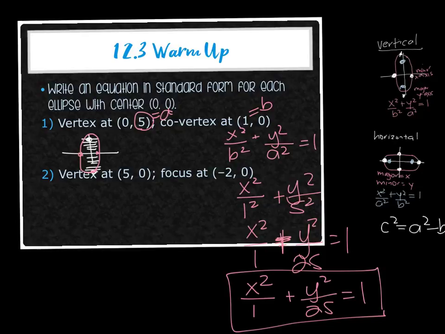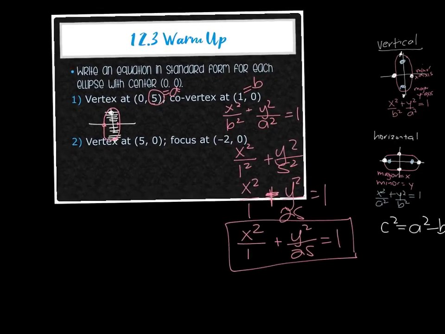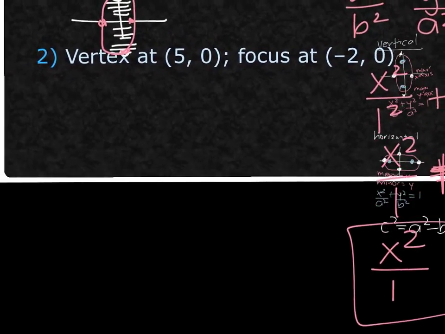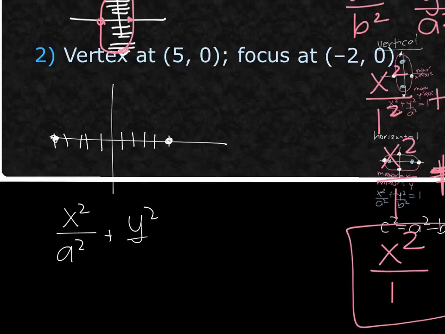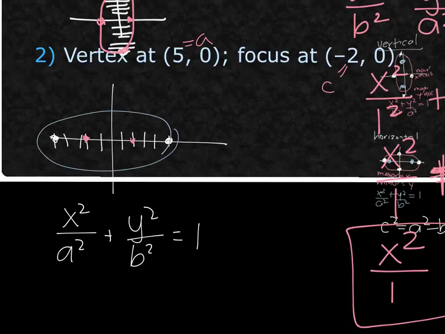Okay. So number 2 says vertex at 5, 0 and focus at negative 2, 0. So what's happening now is the switch, right? 5, 0 means 1, 2, 3, 4, 5. Means the other vertex would be over here. So my major axis is now the x-axis. So A would be under x. This is my A. This is actually, the focus would be what value? The C. Good. So this is C. So I know it's going to do something like that. I just don't know how tall it's going to go.